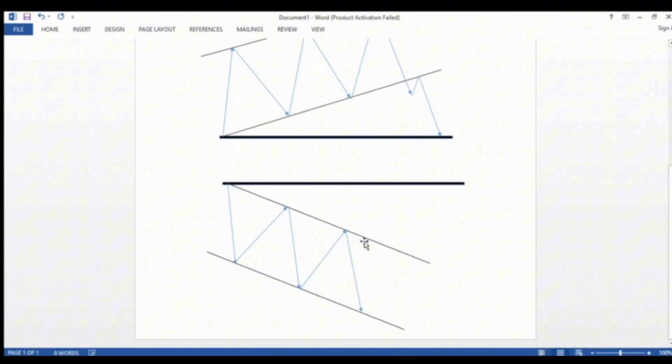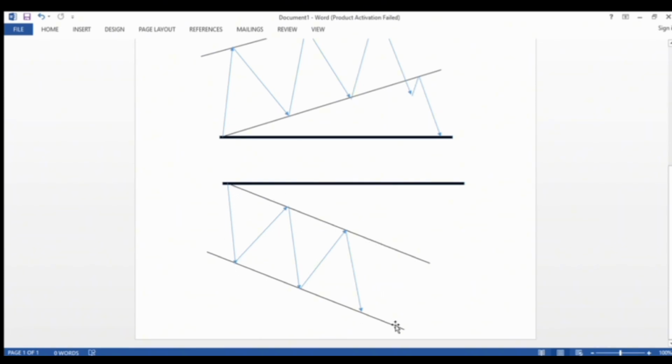Remember, this is our resistance trend line, and this is our support trend line, guys. On top we have highs, on the bottom we have lows. You can see this high is lower than the previous high, and this high is also lower than the previous high. It means we are having a series of lower highs, guys. You get my point?